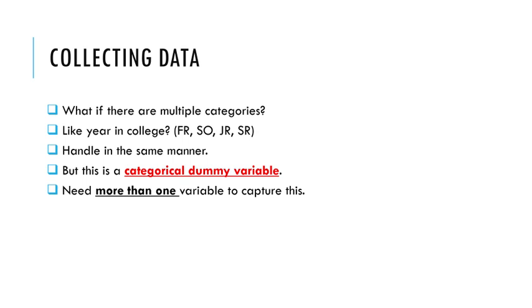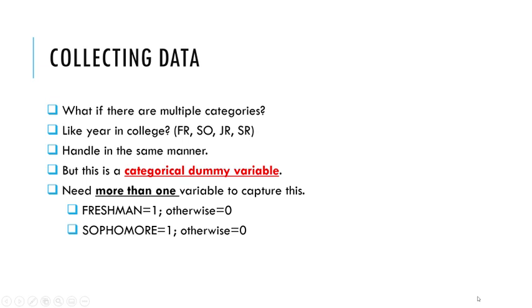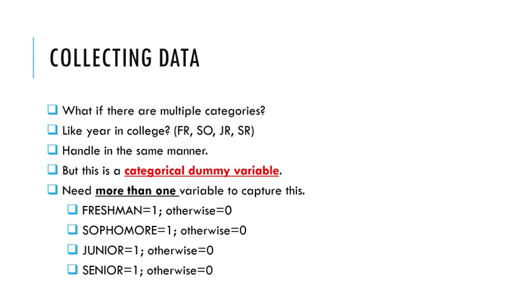I can't simply say year in college, yes, no. So it's going to take me a little bit more work to code this than it would simply the variable about are you married or not. So I'm going to have a variable called freshman equals 1, otherwise it's 0. Sophomore equals 1, otherwise 0. Junior equals 1, otherwise 0. And senior equals 1, otherwise 0. Now, for those of you that have had econometrics, I know you're thinking, wait a minute, do you need all those?